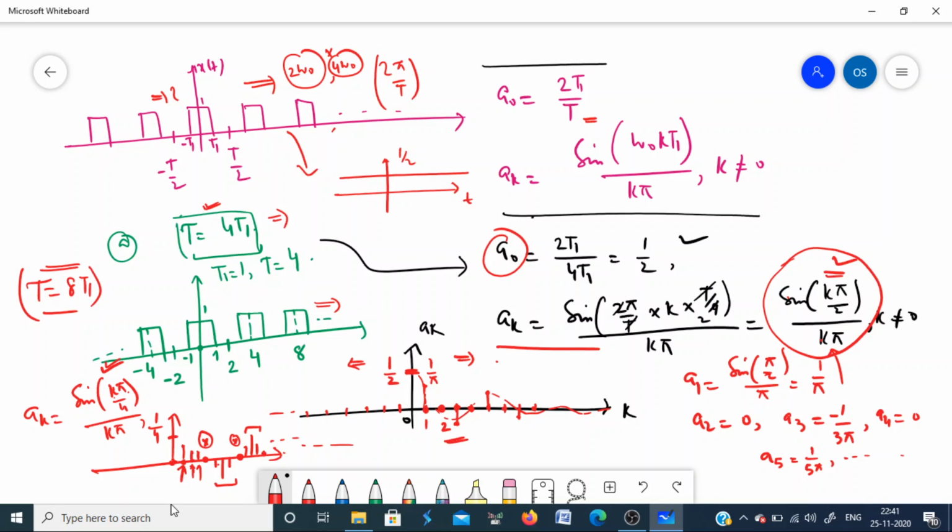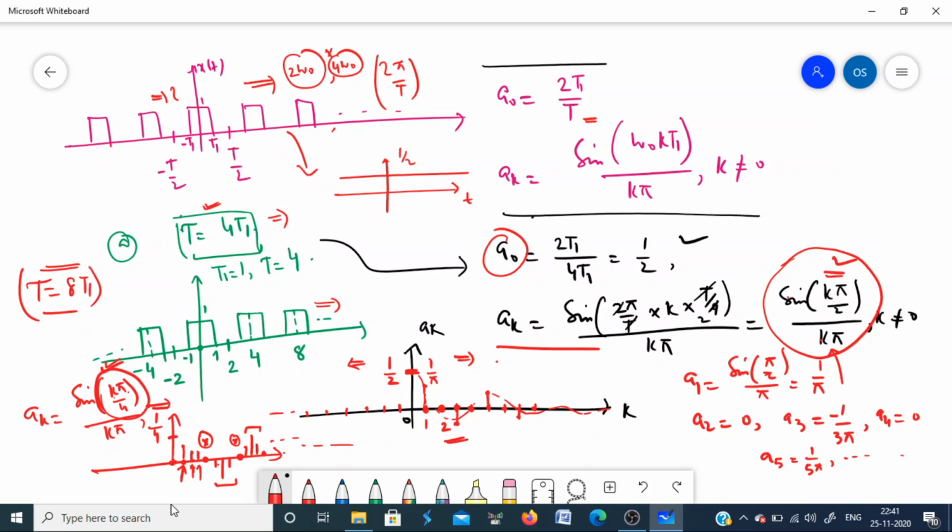Similarly, if t is 16 times t1, you will get pi by 8 here in this equation. It means when k becomes 8, there you get the first 0 point, and that's 16. Then at 8 into 3, 24, and so on, right?